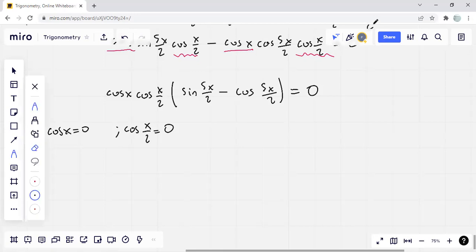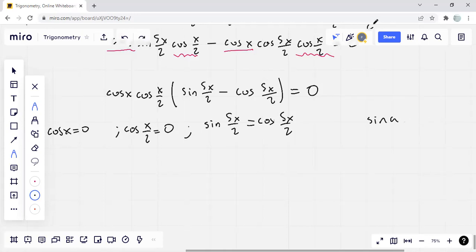So we can write them directly. We'll copy them after a little bit. We still have only sine of 5x over 2 minus cosine of 5x over 2 equal to 0. I'll take the cosine to this side, so we get sine 5x over 2 is equal to cosine of 5x over 2. We solved such an example in class: sine A equals cosine A.